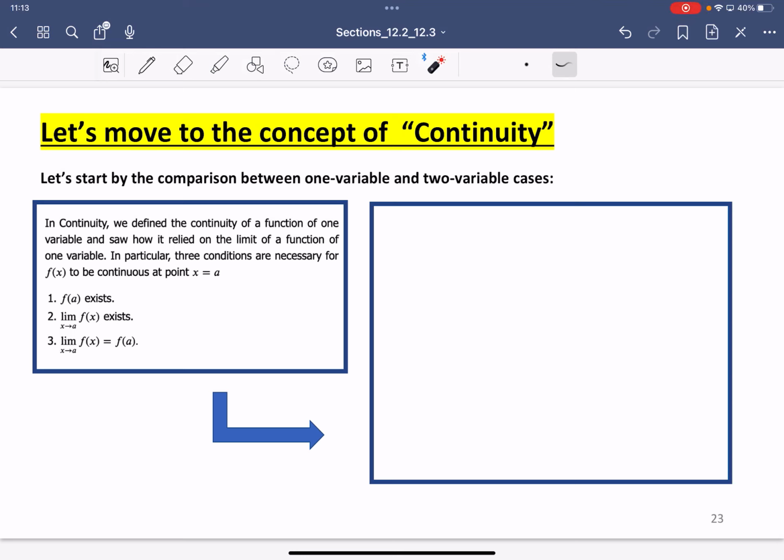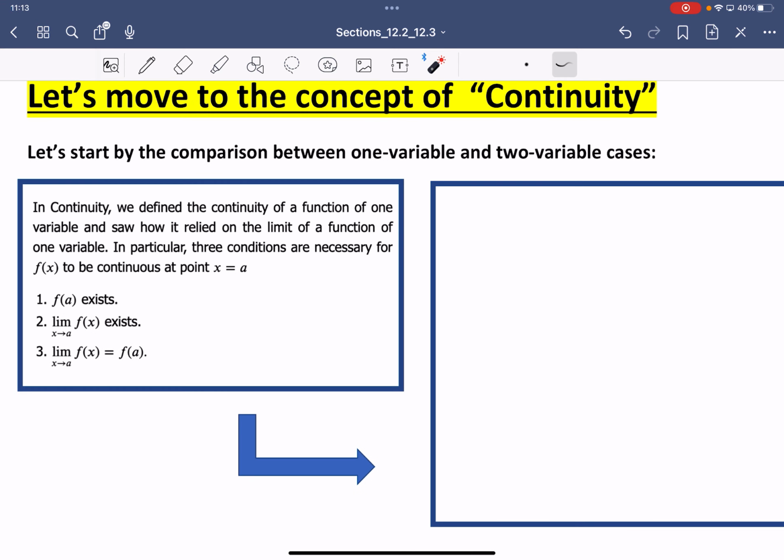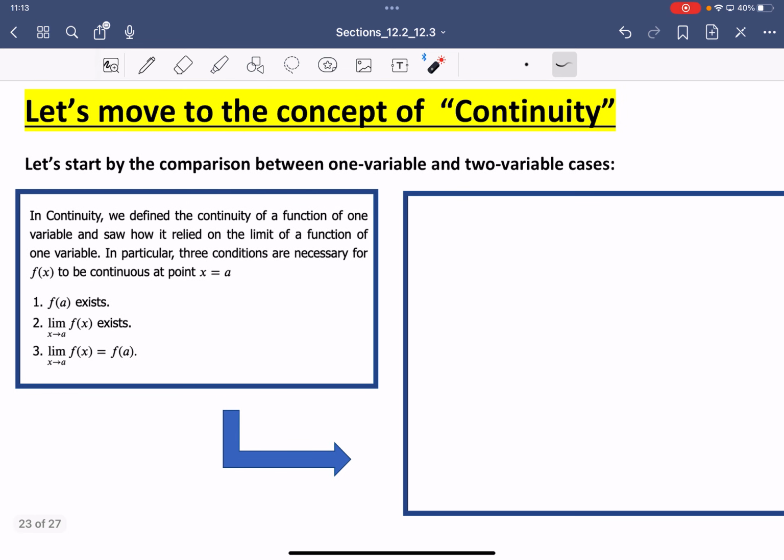Second part for today, we're gonna move to the concept of continuous property. First of all, we're gonna start by making a comparison between one variable and two variables. On the left that you see, this is the theory in one dimension. If you wanna check the continuous property at the point x equal to a, you're gonna use the conditions that f(a) exists, the limit of f exists, and then number one and number two are equal to each other. This is the one that you use in calculus 1.